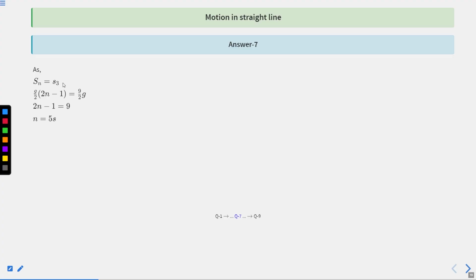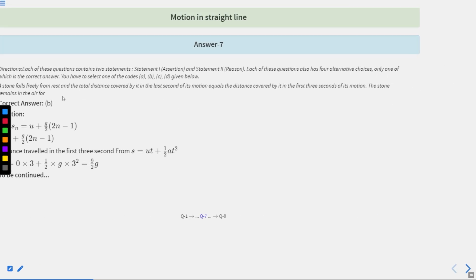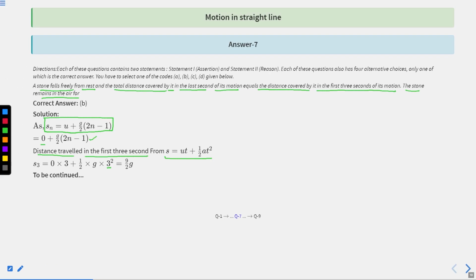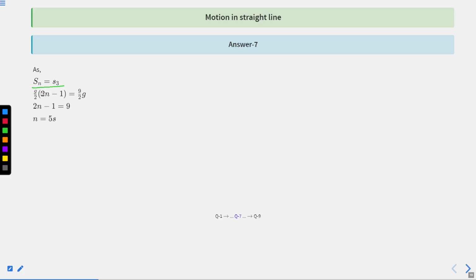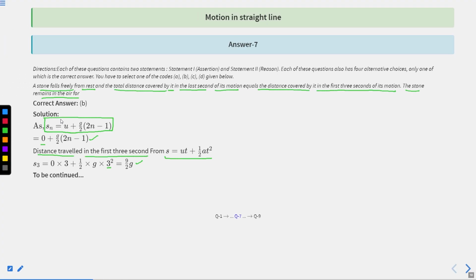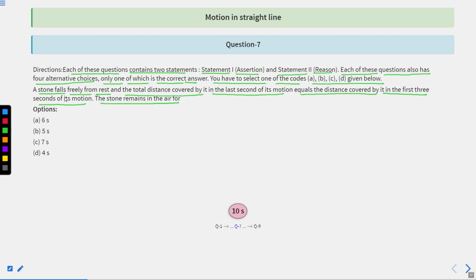So Sn equals S3. Sn is g by 2 times (2n minus 1). Clear? This is Sn, and S3 is 9 by 2 g. Equating these two terms. Clear? Then solving, 2n minus 1 equals 9 and n equals 5 seconds. Clear? The answer is 5 seconds. The correct answer is B. Clear?